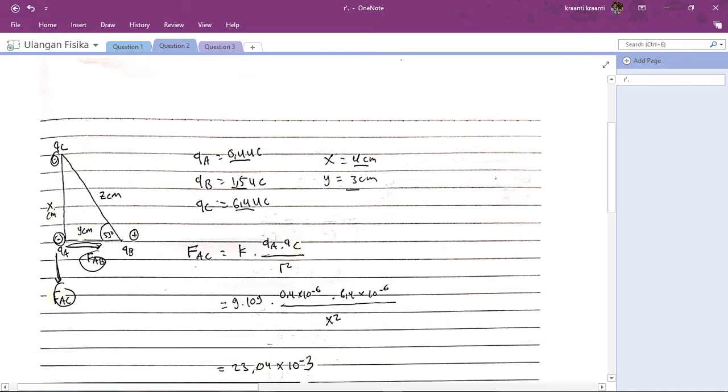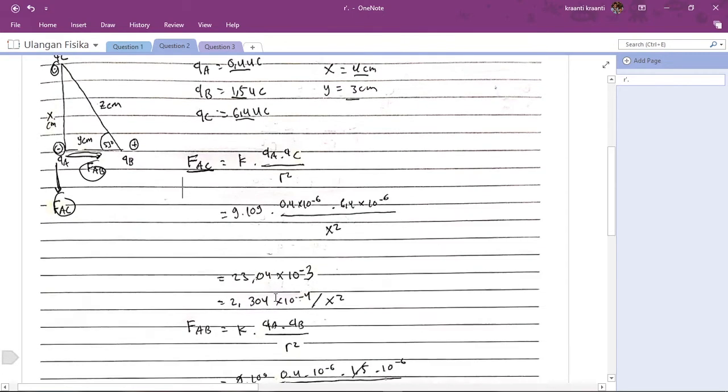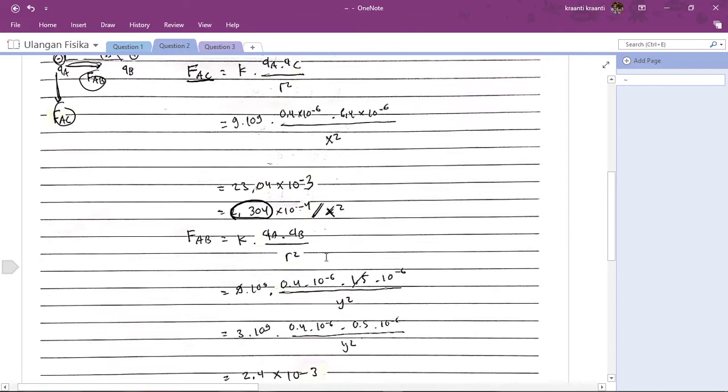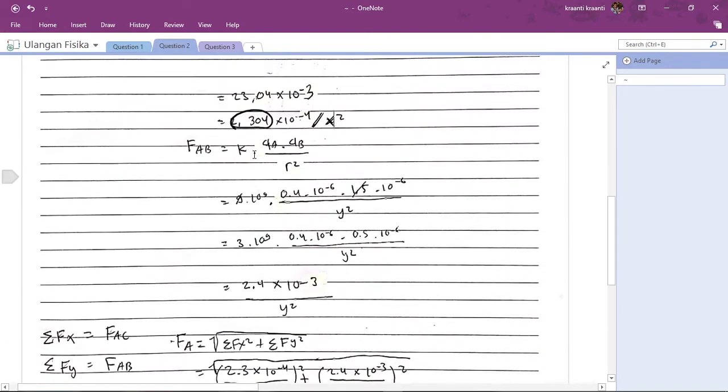Now we find each FAC and FAB. First one is FAC. FAC we find from this formula, where k is 9 times 10 to the power of 9, and this one is QA, QC, until we found the result is this one per x squared. I still use x here, but we can already make it 4, but it's okay with x. And then FAB is the same formula. And then we find FAB is this one.